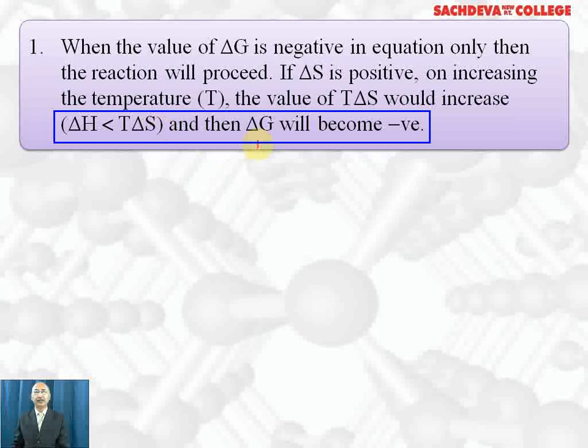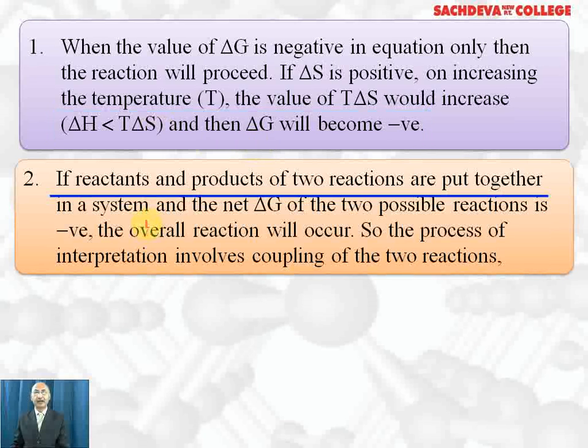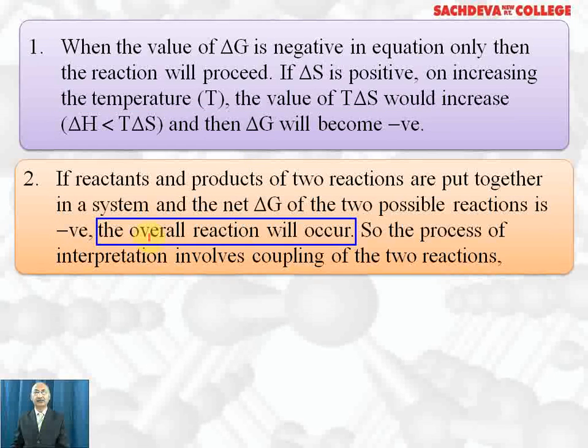delta G becomes negative. If the reactants and products of two reactions are put together in a system and the net delta G of two possible reactions is negative, the overall reaction will occur. These reactions are called coupled reactions. Means in one of the reactions delta G is positive, another reaction delta G is negative, and we add both the reactions to get delta G negative. It means both the reactions can take place simultaneously, and these are called coupled reactions.